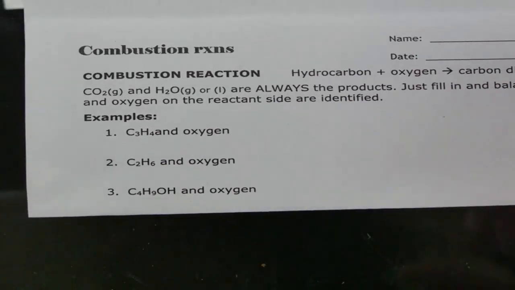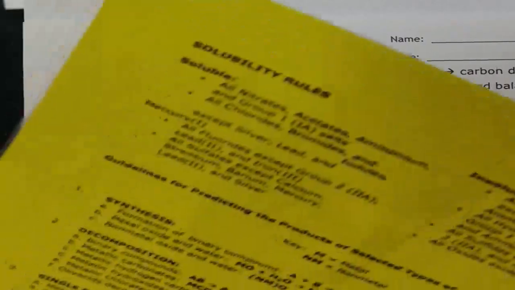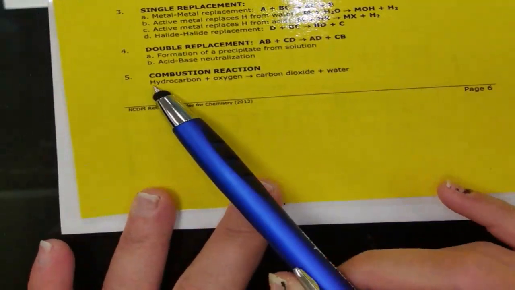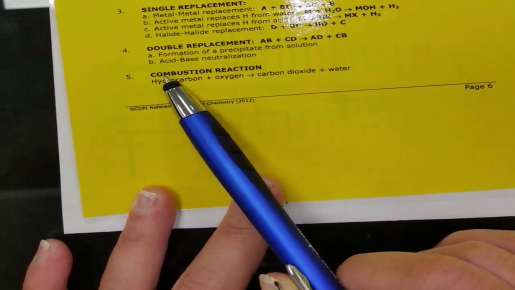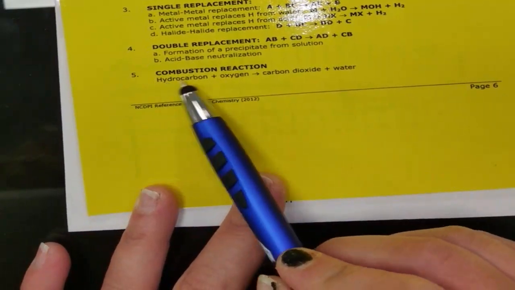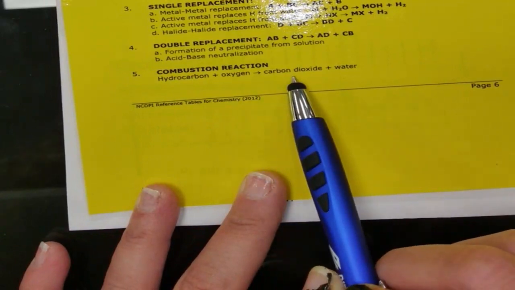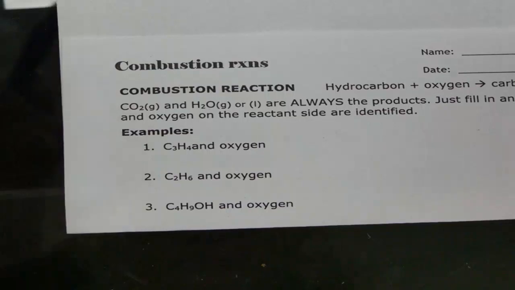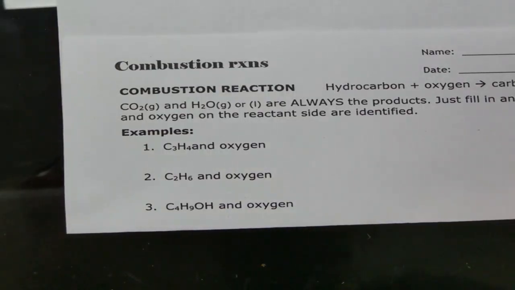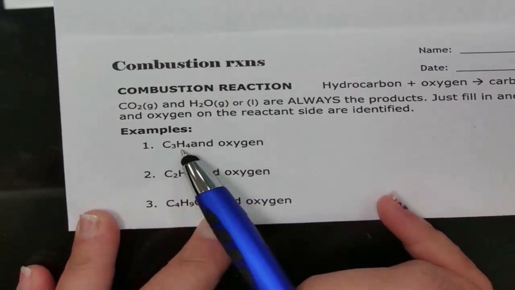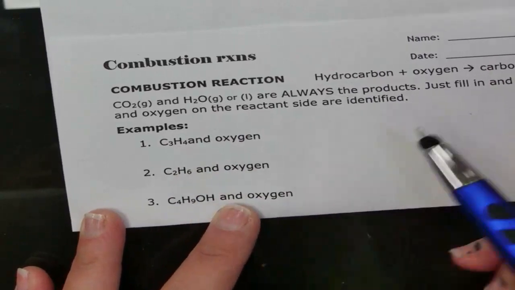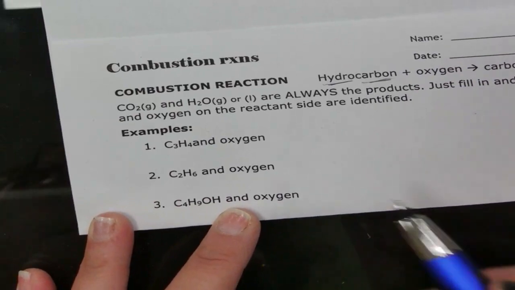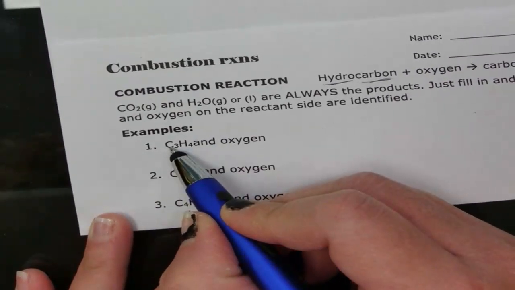So today's lesson is going to be on a combustion reaction. And a combustion reaction, according to our reference tables, is the fifth type of reaction where we have a hydrocarbon plus oxygen yields carbon dioxide plus water. A hydrocarbon, that is a carbon with a hydrogen. Hydro for the hydrogen, carbon for the carbon. So we have a hydrogen and a carbon.